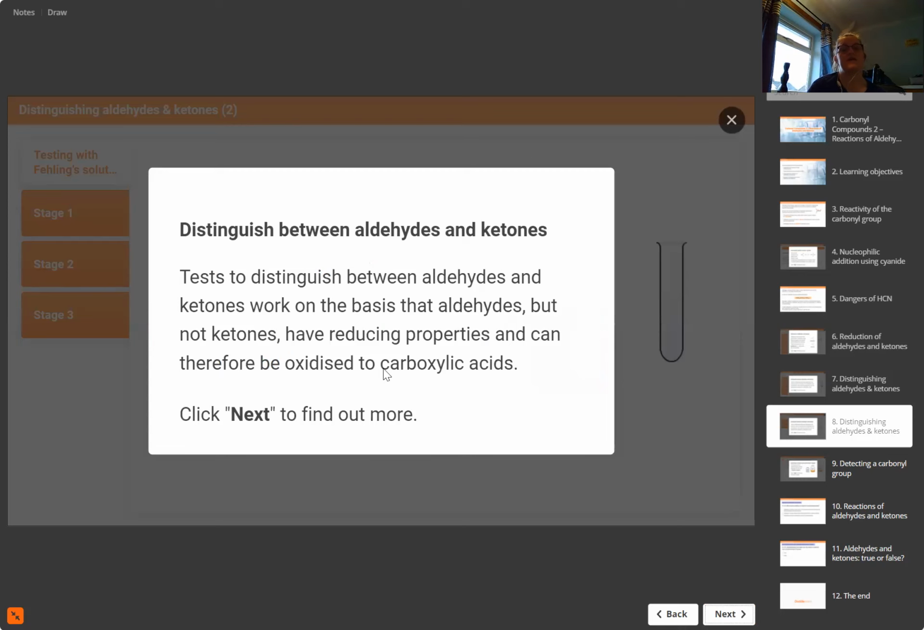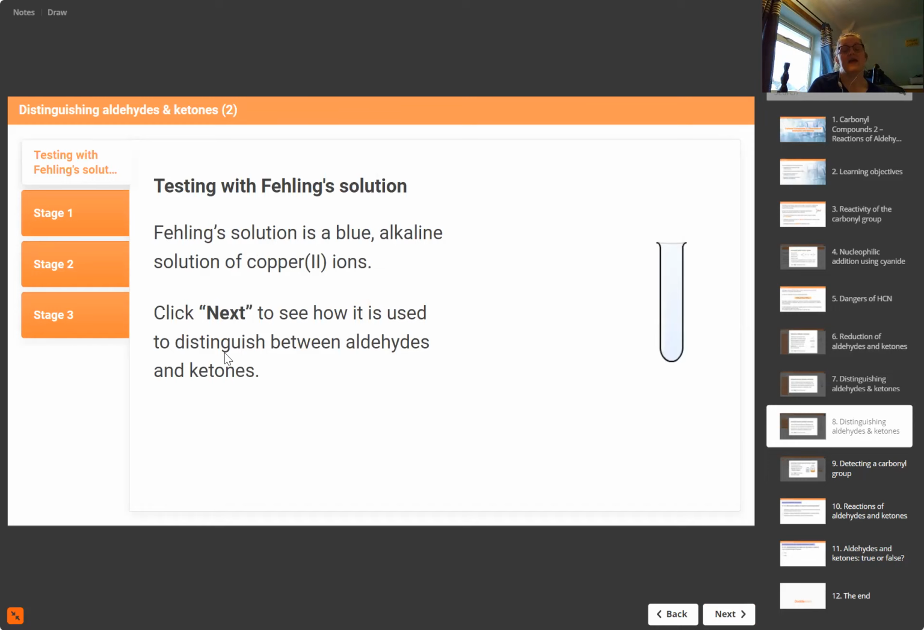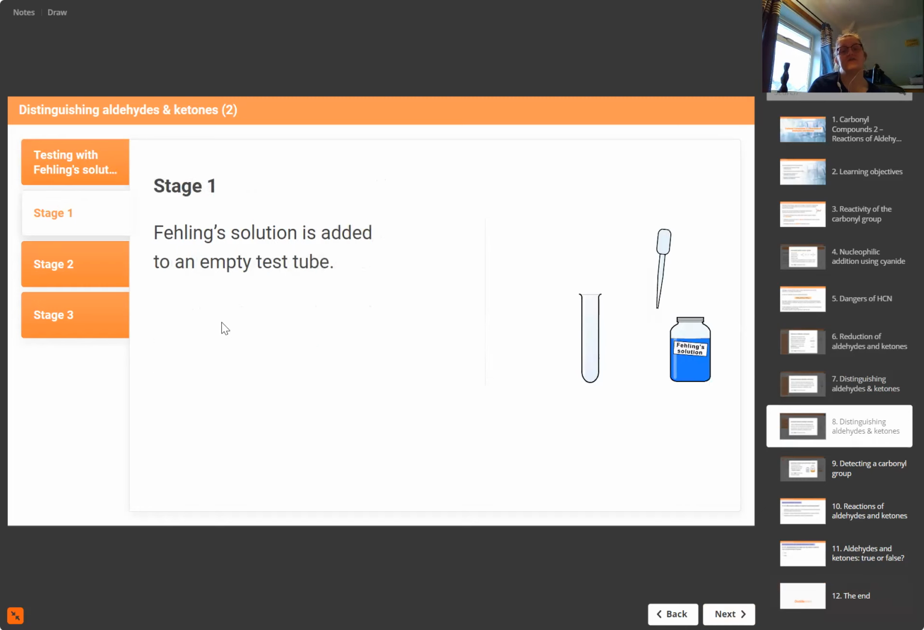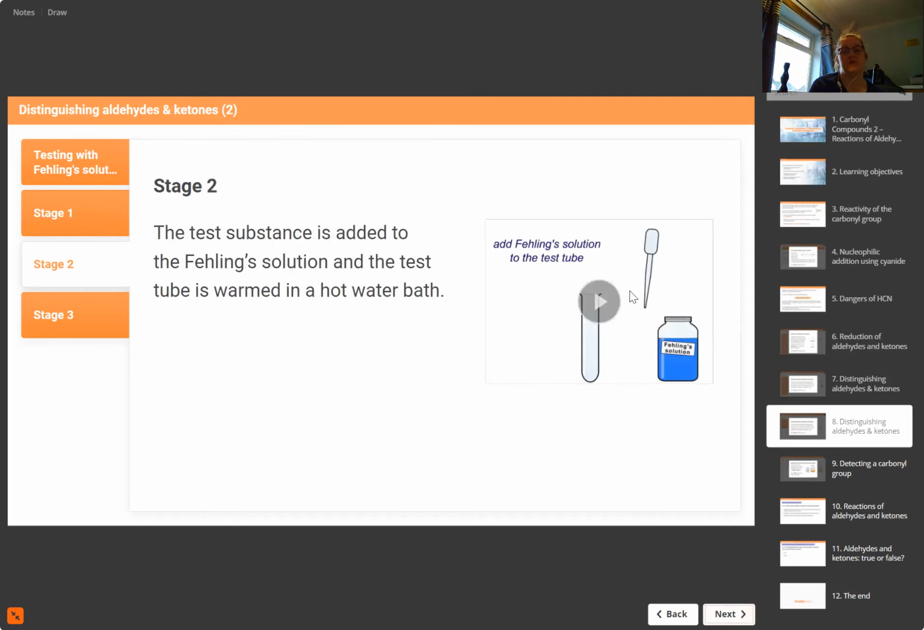We can also test using Fehling's solution, which is what we've talked about before. Fehling's solution is a blue alkaline solution of copper-2 ions. We add Fehling's solution to an empty test tube. We don't have to make this one up, we just add this one to a test tube. Once we've added it to the test tube, we add the test substance as well, and then we warm this in a hot water bath.